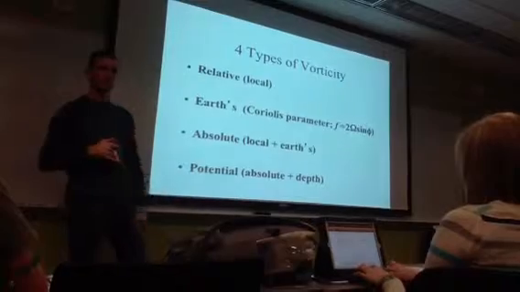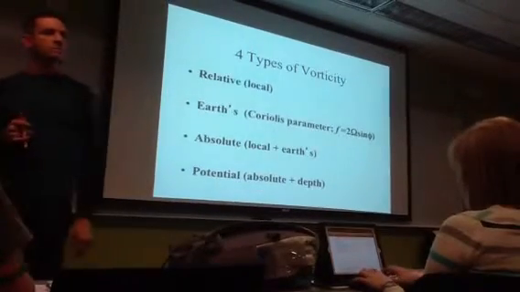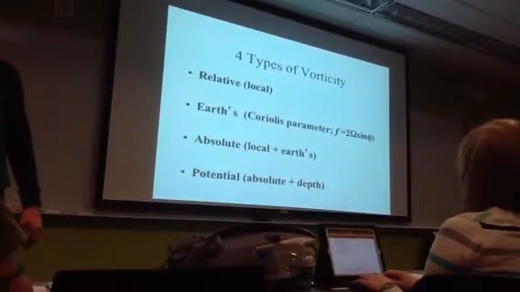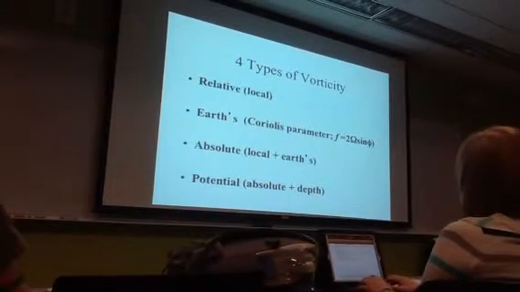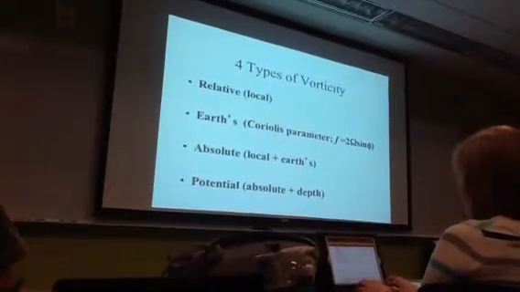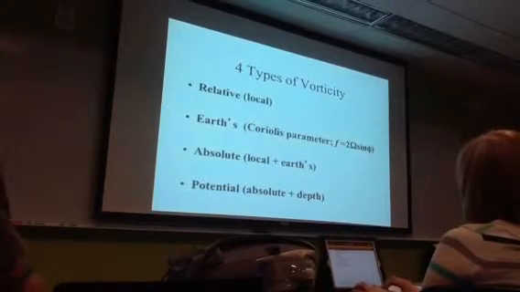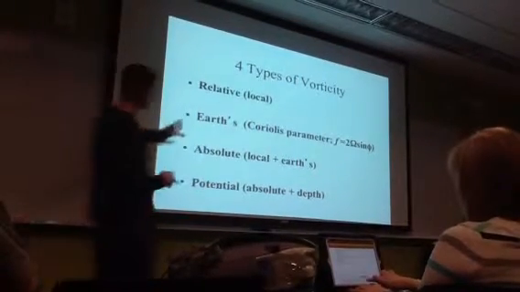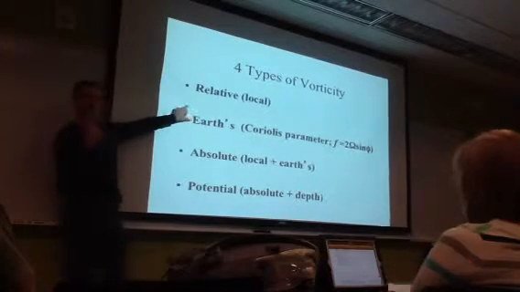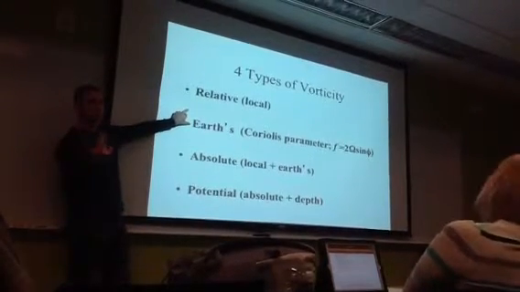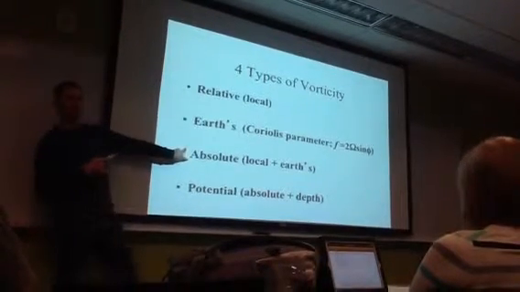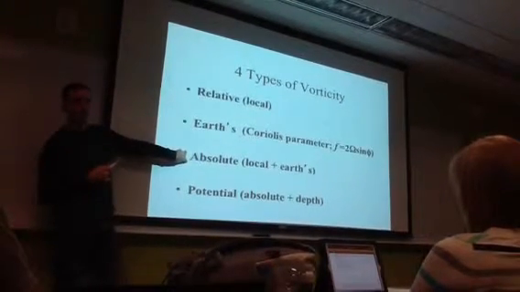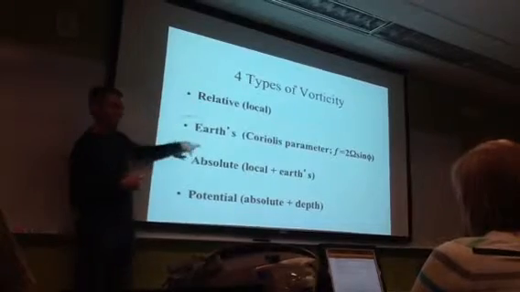What is the Earth's vorticity? The spinning that takes into account the Coriolis force. Earth's vorticity basically is Coriolis force. So it's really just Earth's spin. Because it's spinning, it has its own vorticity associated with it. Absolute vorticity is just adding the vorticity of your air parcel to the vorticity of the Earth.